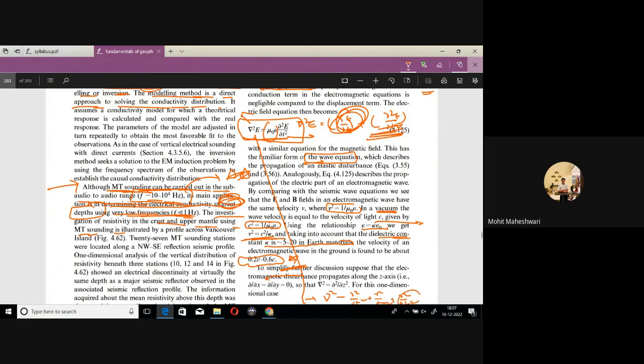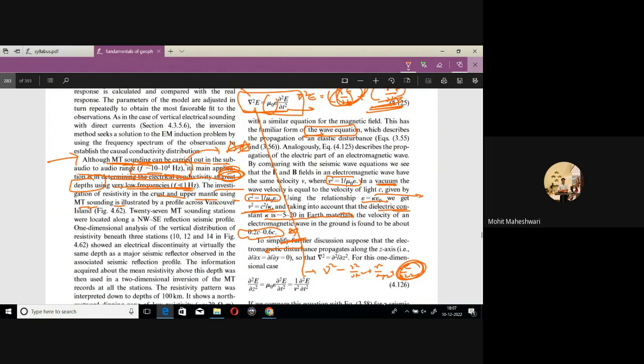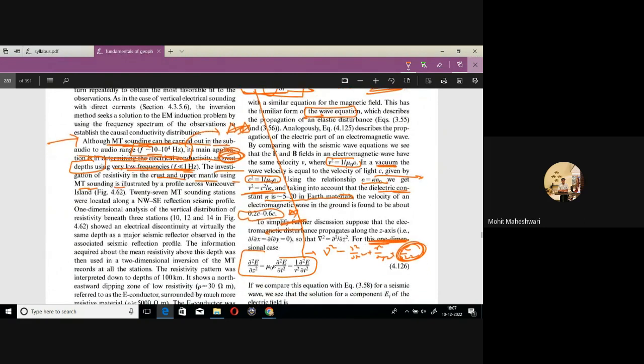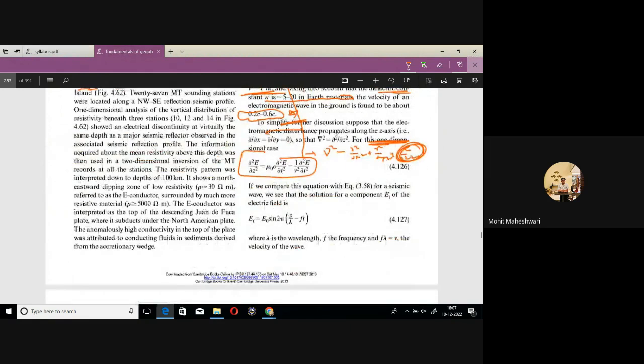For simplicity, we are taking only the z component. That means this equation will convert into a one-dimensional equation, so we can write this type of equation. If you compare this equation with the wave equation and solve it, we will get the electric field component like that. Lambda is the wavelength, f is the frequency, and frequency times wavelength is known as the velocity of the wave.